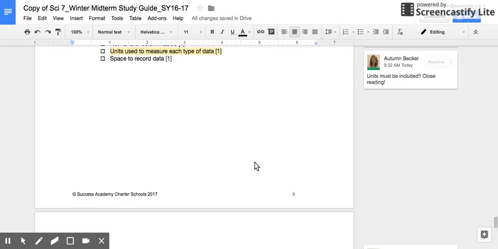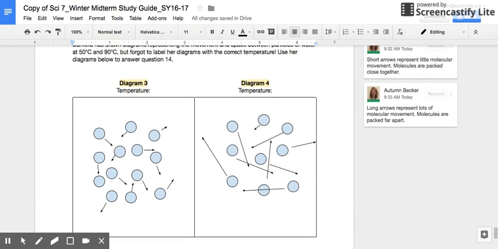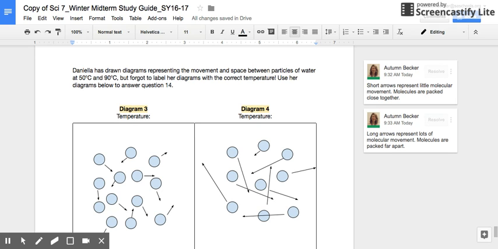That brings us to the last question, which many of you had a lot of confusion when responding to. So it says, Daniela has drawn the diagram representing the movement in space between particles of water at 50 degrees Celsius and 90 degrees Celsius, but she forgot to label her diagrams with the correct temperature.